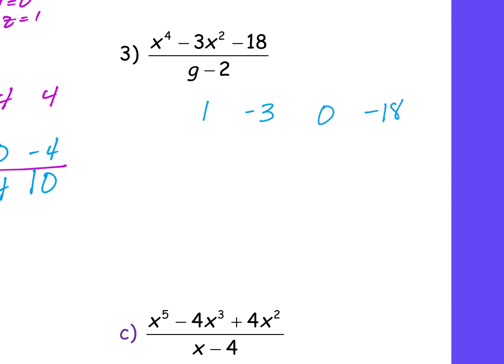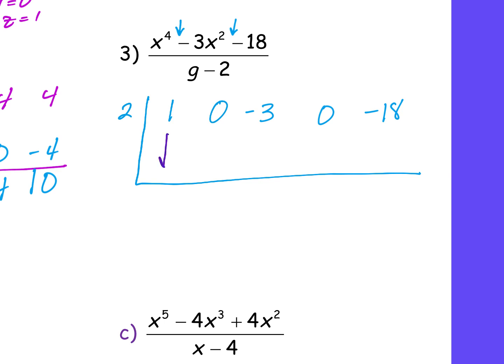Would it be 1, 0, -3, 0? Because it's a... oh, there's no cube. Thank you. Forgot the cube. Let's just move this one over. 0, 1. Thanks. Yeah, there's no cube. I should have marked it both places. 4, 3, 2, 1, 0. Okay. And then I'm multiplying by 2 on this one.